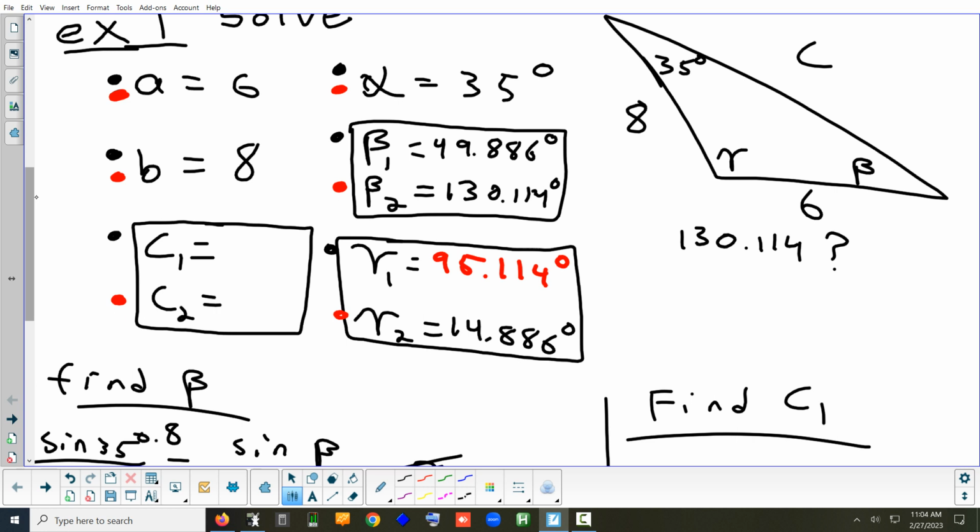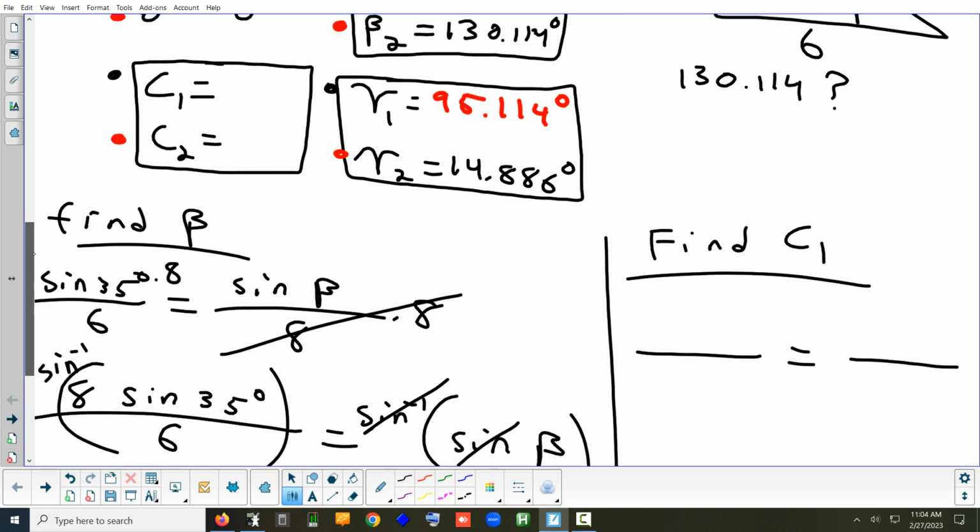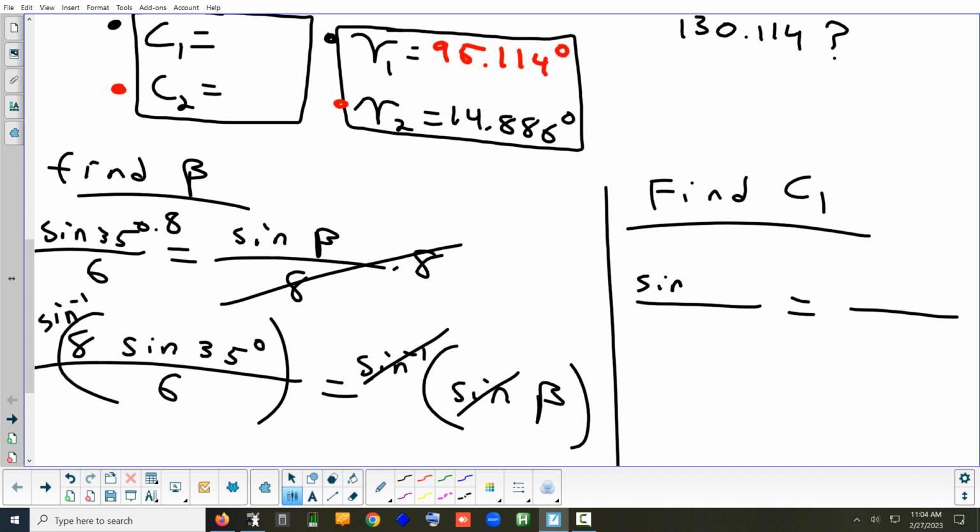We could pick either row to put on the left-hand side. Should we use what's given to us for what's transparent? Yeah, we should use what's given. So we're going to do sine 35 over 6, just like we started out with. Now we're solving for C1. What angle in this box am I going to use to get C1? Gamma 1. And for C2? Gamma 2. So we're going to do sine 95.114 over C1.